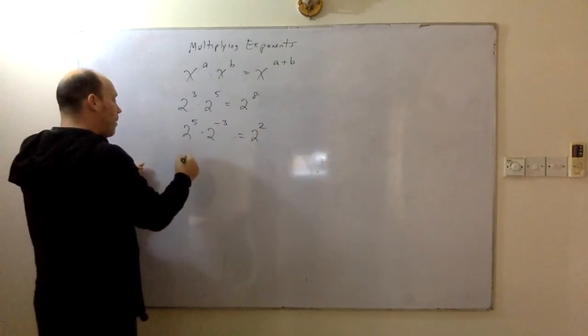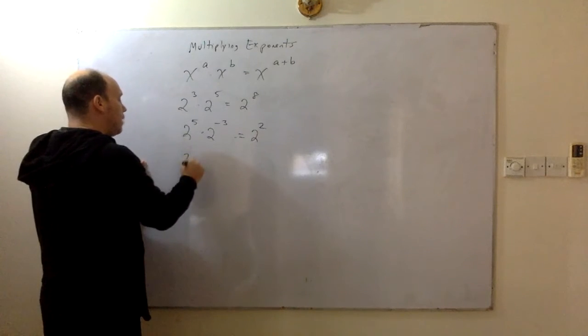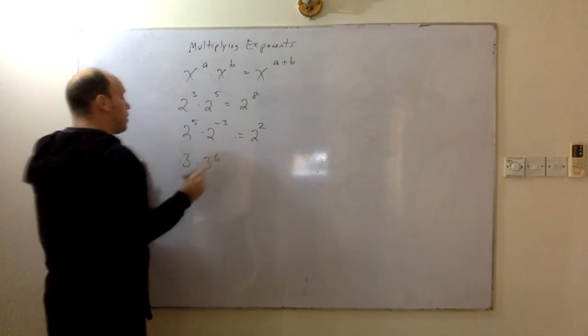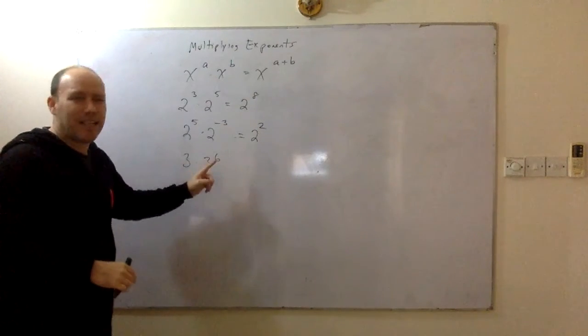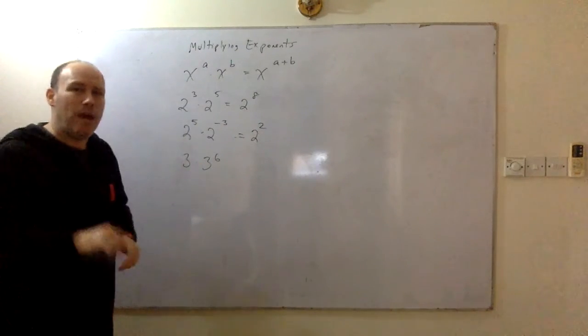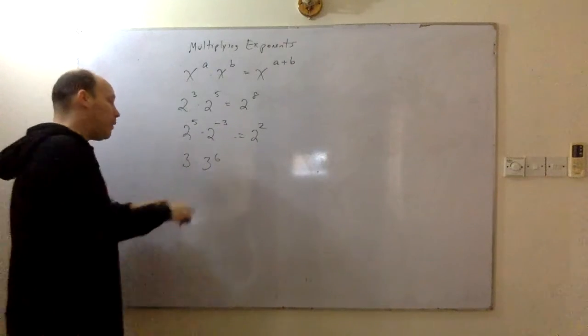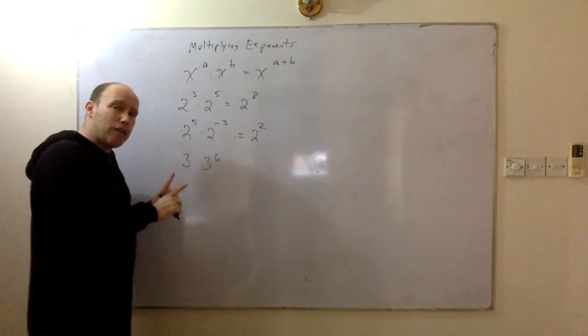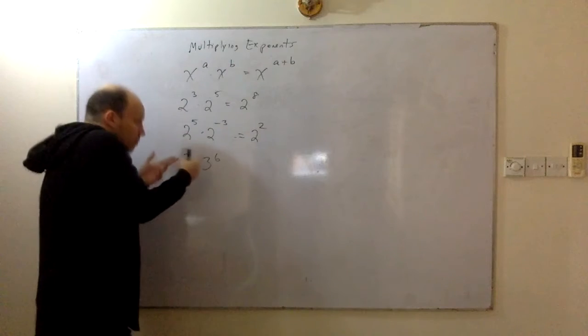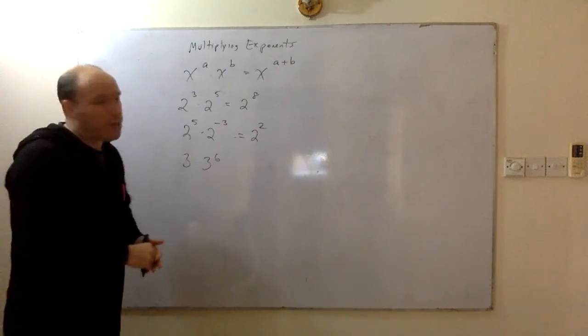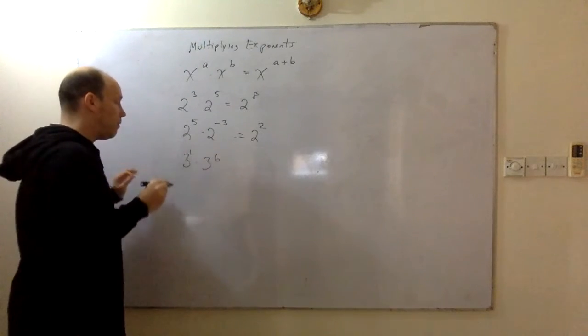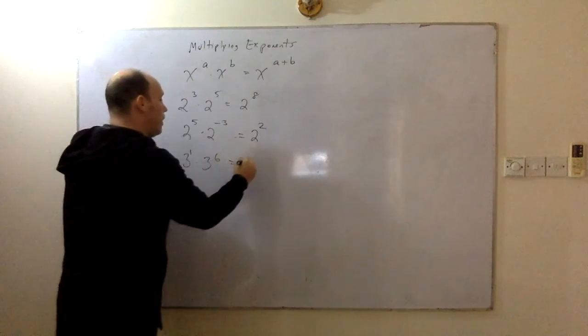How about this? How about 3 times 3 to the sixth? Well, the bases are the same. I only see a 6. Maybe the answer is 3 to the 6, but I know that's not true. Please remember, in the world of exponents, there's always a secret. If a number isn't there, there's a secret exponent. It's 1. So 3 to the 7th.